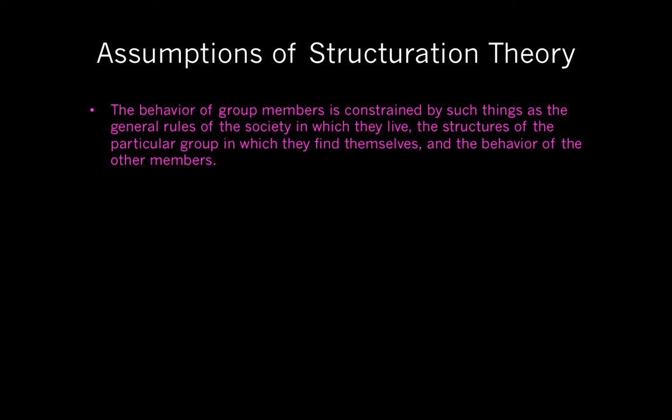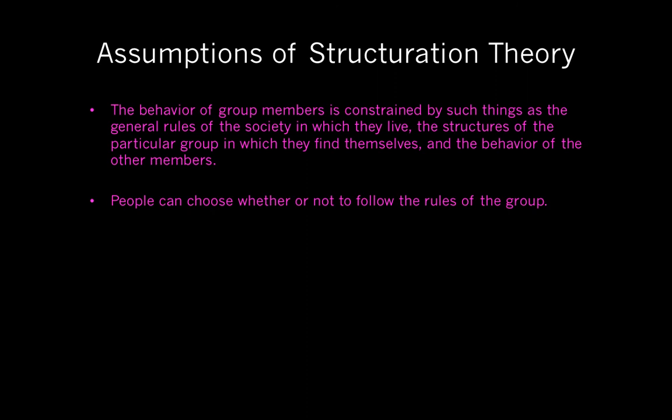And the first one is this: the behavior of group members is constrained by many things, but perhaps things such as the general rules of society in which they live, the structures of the particular group in which they find themselves, and the behavior of other members. So thinking about that a little bit more simplistically, there are things that guide how a group can and should operate. There are things you can do and things you can't do. Those things are governed by society, the group itself, and then the role that individual members play in that group.